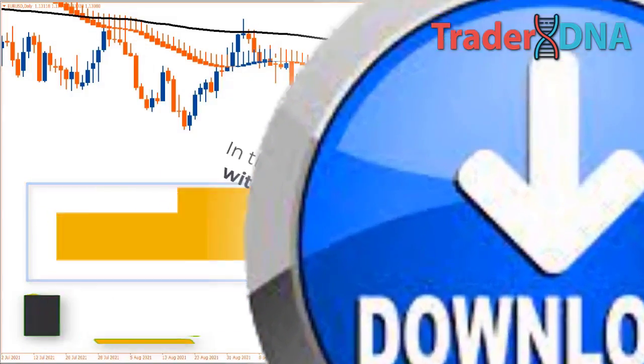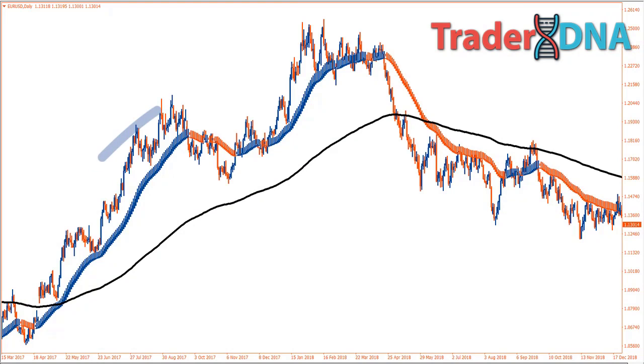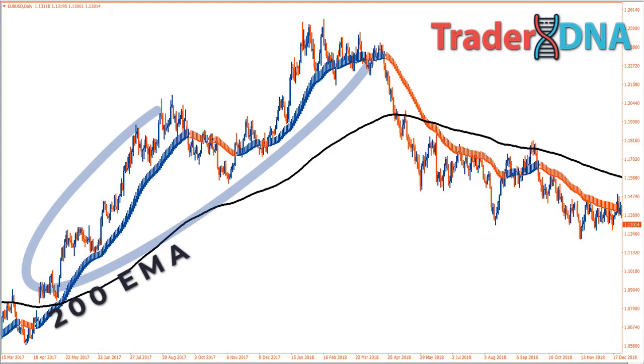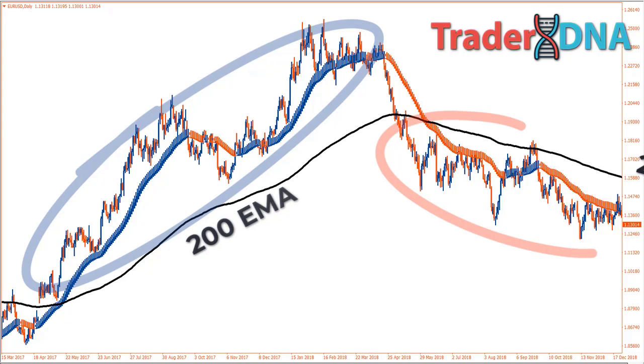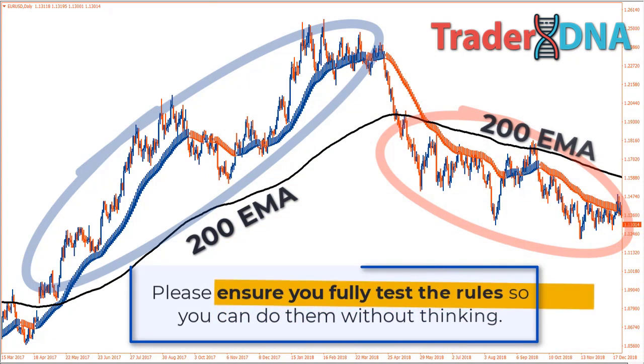Trading rules. Only buy above the 200 period EMA once you have smoothed Heiken Ashi candles pointing to the upside. Conversely, we're going to sell only below the 200 period EMA once we have smoothed Heiken Ashi candles pointing to the downside. Please ensure you fully test the rules so you can do them without thinking.